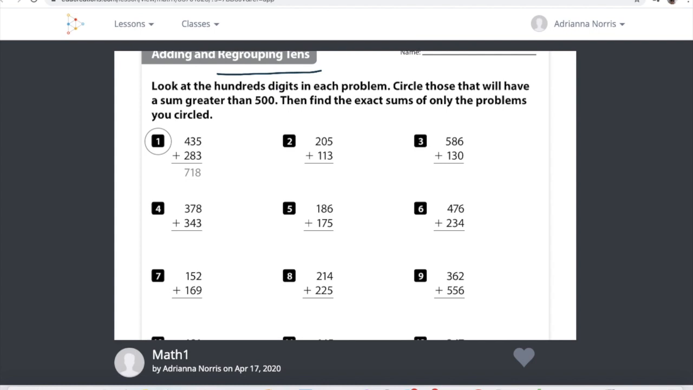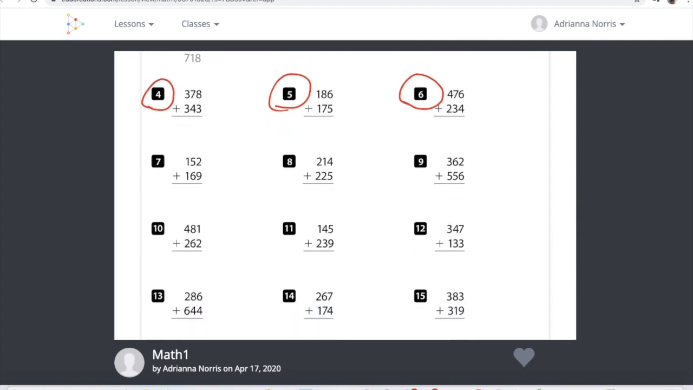And we're going to do numbers 2, 3, 4, 5, and 6. All right, those are the numbers we're going to do. And you're going to do the rest of this page.